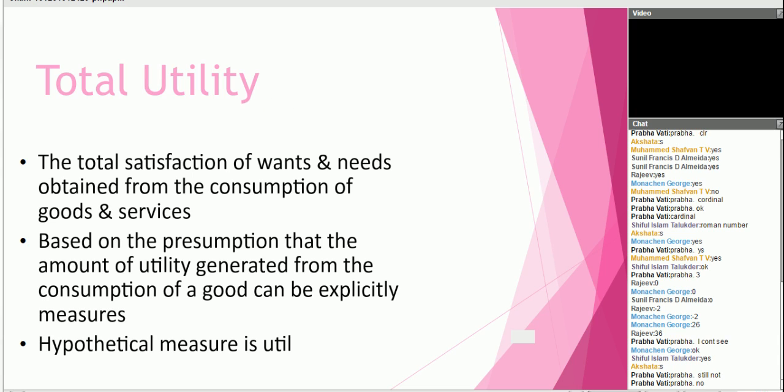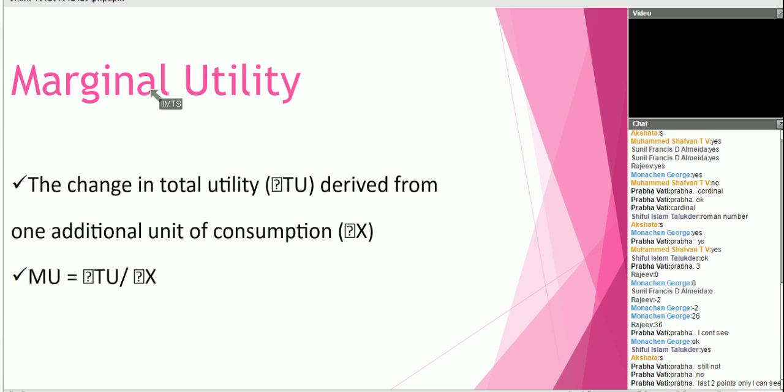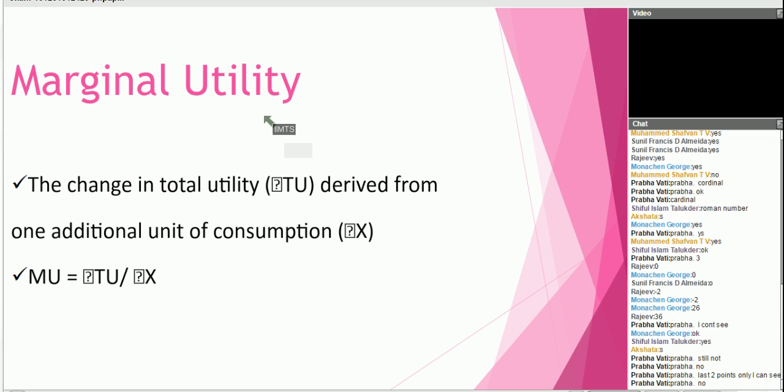So this is about total utility. Now next we go to marginal utility. Can you see now, marginal utility is written on the slide, Prabha? Marginal utility, the next one. So the marginal utility in terms of definition is the change in total utility derived from one additional unit of consumption. Like jumping from the 6th to 7th unit, the extra utility, the extra satisfaction, that is the marginal utility. So how can we calculate the marginal utility? It can be calculated as change in total utility divided by the number of extra units.